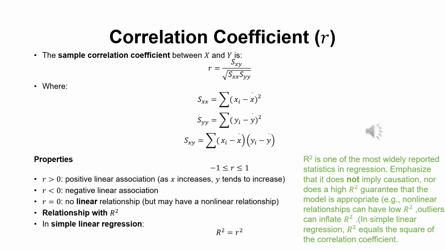Correlation coefficient. The sample correlation coefficient r equals S_xy divided by the square root of S_xx times S_yy. It measures the strength and direction of a linear relationship between x and y. r is always between -1 and +1. Positive r means as x increases, y tends to increase. Negative r means y tends to decrease. r equals 0 means no linear relationship, though a nonlinear relationship may still exist. In simple linear regression, R squared equals r squared.